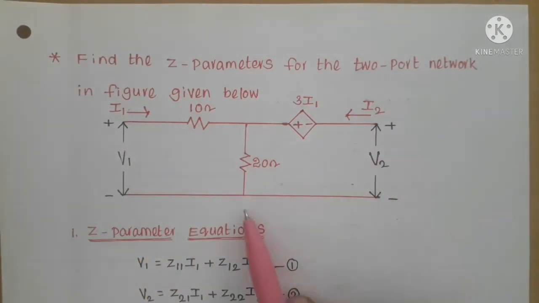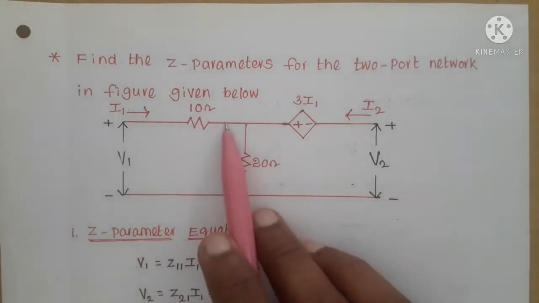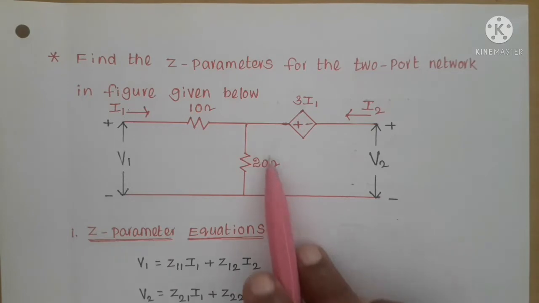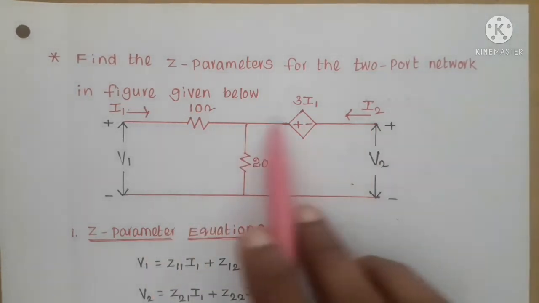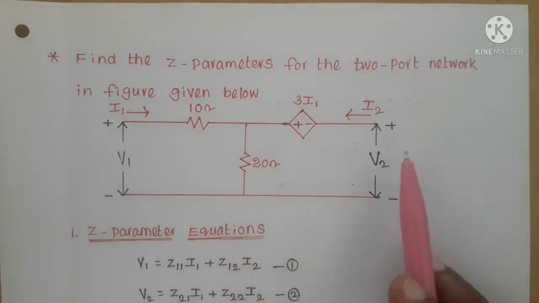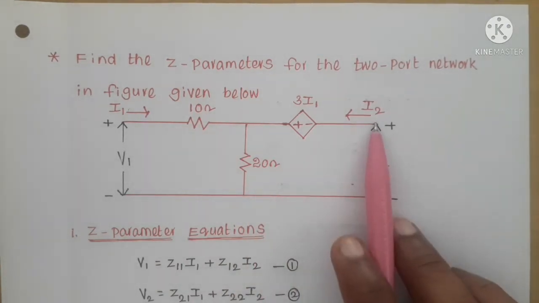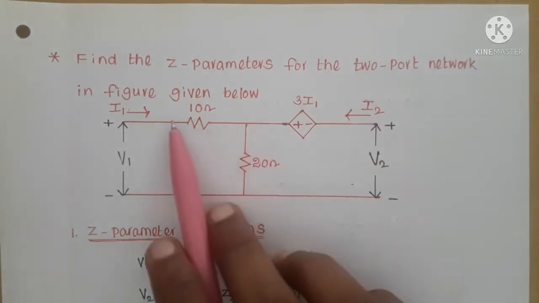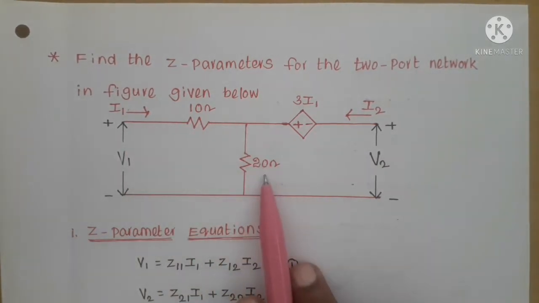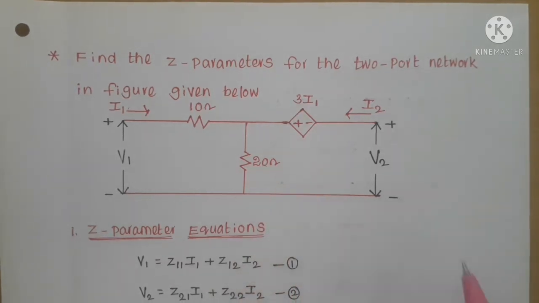If I2 is not 0, the current in 10 ohms is I1 and the current in 20 ohms is I1 plus I2. So the currents in 10 ohms and 20 ohms are different. But if I2 equals 0, the current in 10 ohms is I1 and the same current is flowing in the 20 ohms also, which means the 10 ohms and 20 ohms come in series, for I2 equal to 0.